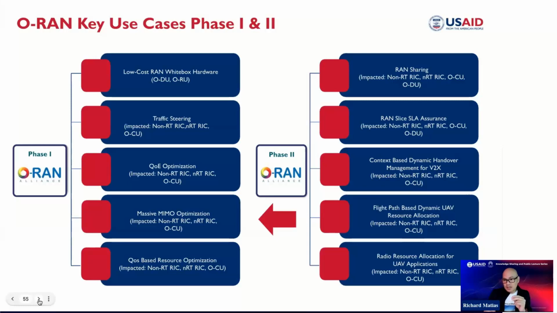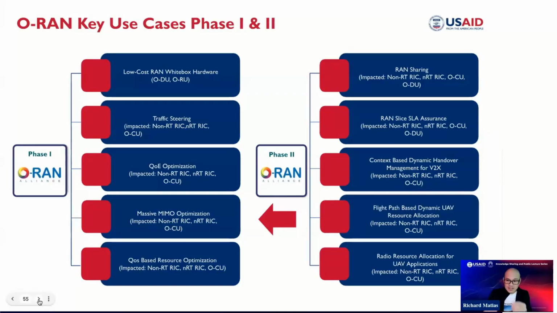In phase two, there is RAN sharing, in which different operators can share the radio or the software that is installed on the cell site. So that's what we call RAN sharing.